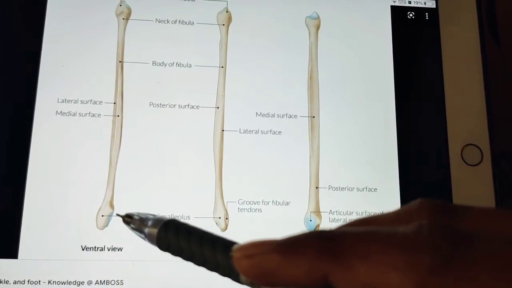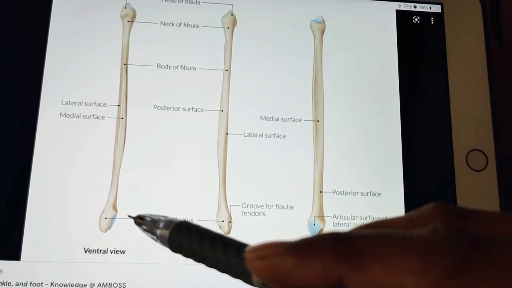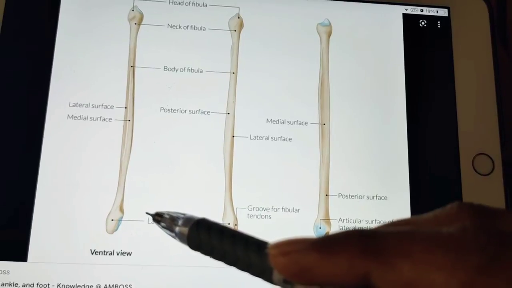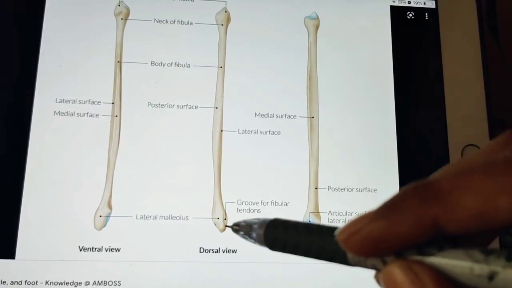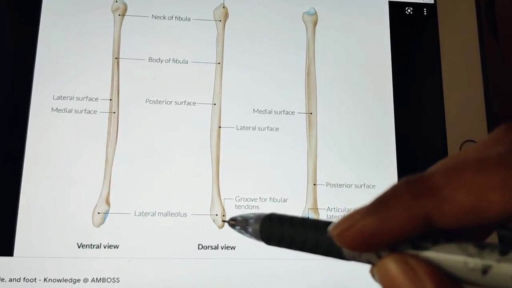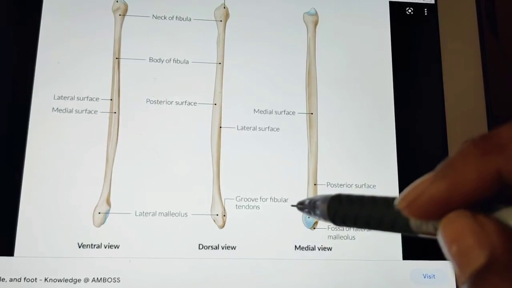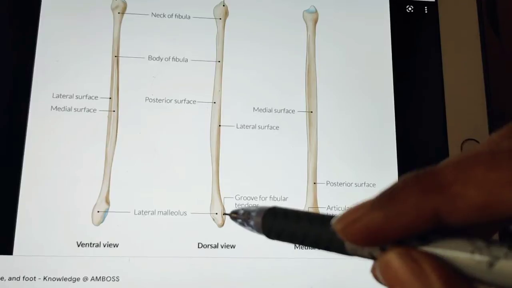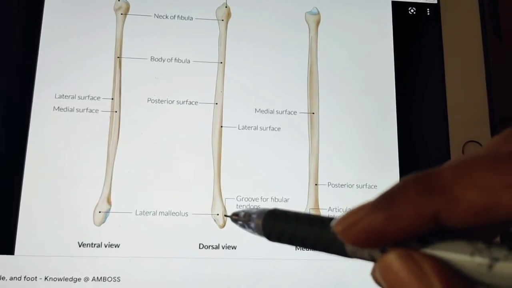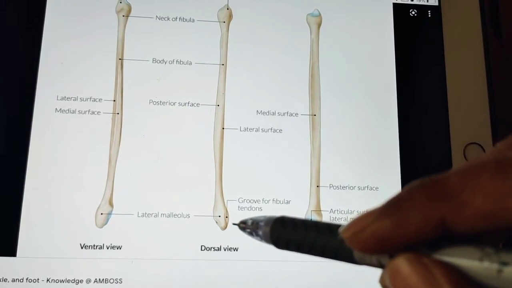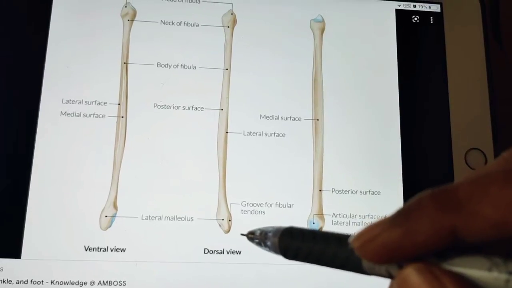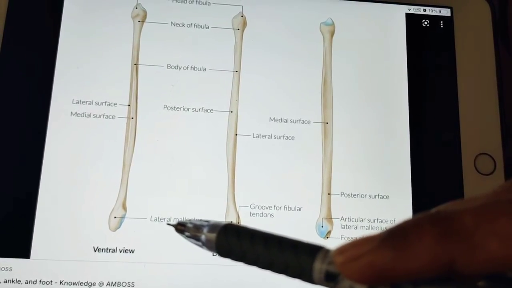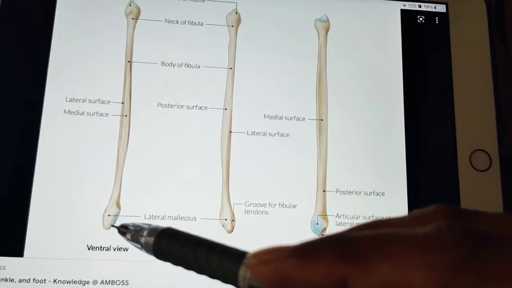So the medial side will have a triangular articular facet anteriorly and a deep malleolar fossa posteriorly. Posteriorly, if you see here, you can see the deep malleolar fossa. There is a groove for fibular tendons. This is the lateral malleolus. So on the posterior side of the malleolus, you will see a deep malleolar fossa posteriorly. Okay, and the medial side of the lower end bears a triangular articular facet anteriorly. This one.